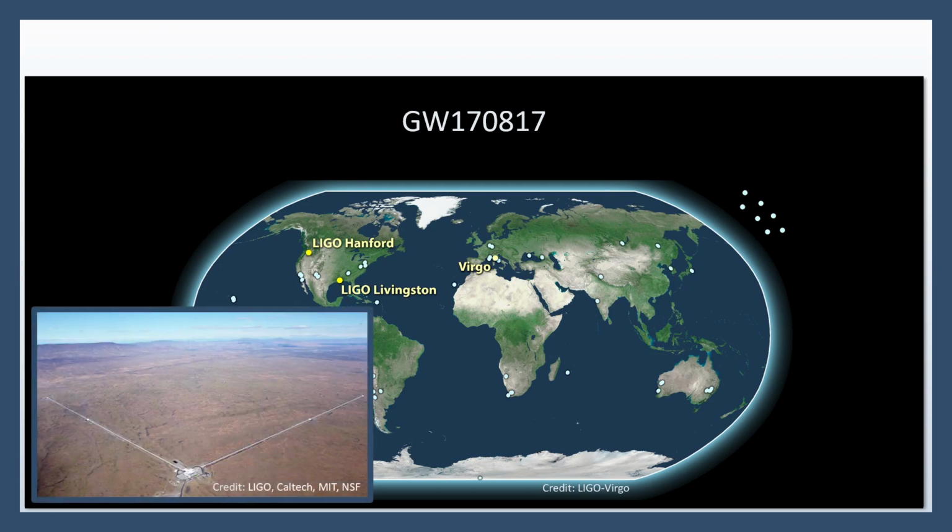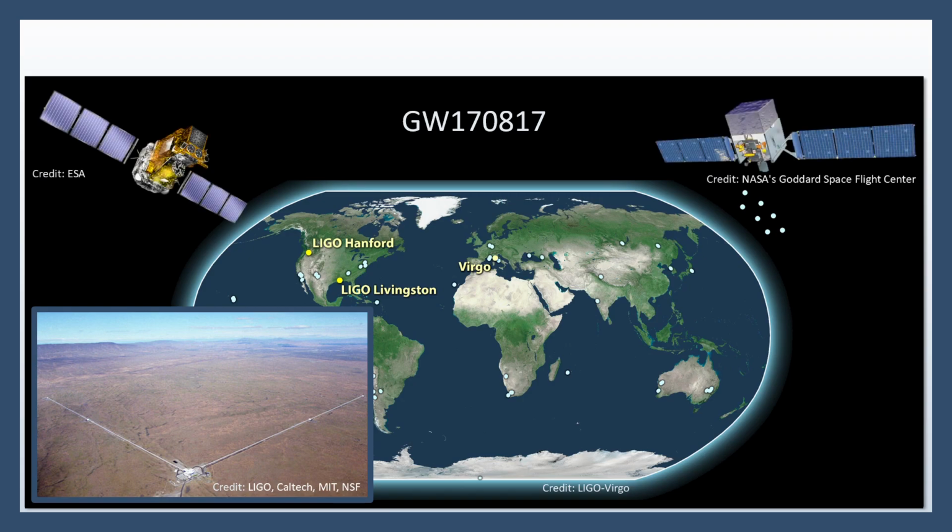I have here a picture of this L-shaped interferometer that can detect gravitational waves. We call this event GW170817 because it happened on the 17th of August 2017. And we also observed a gamma ray burst by the two gamma ray detectors in space, Fermi and Integral.